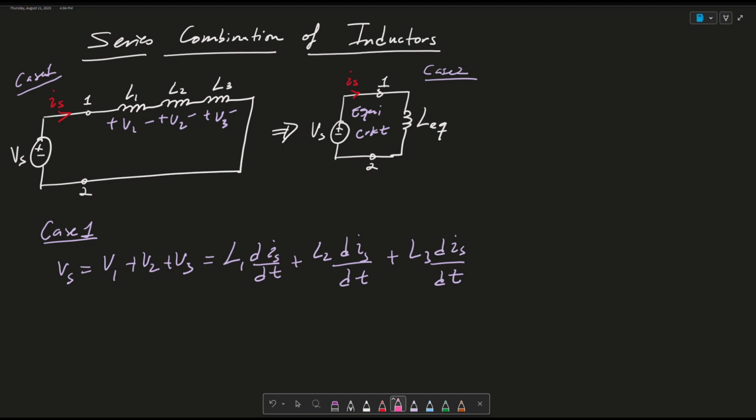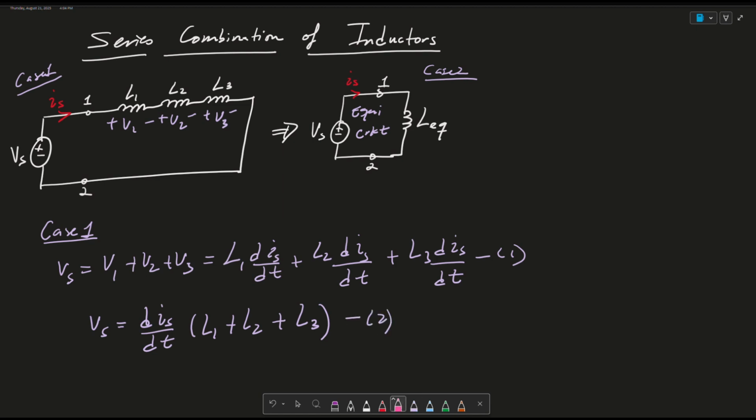So let's go ahead and call this equation 1. And I'm going to say that equation 2 is Vs equals dIs over dt, which I pull out, and I'm left with L1 plus L2 plus L3. All right, I'm going to call this equation 2.